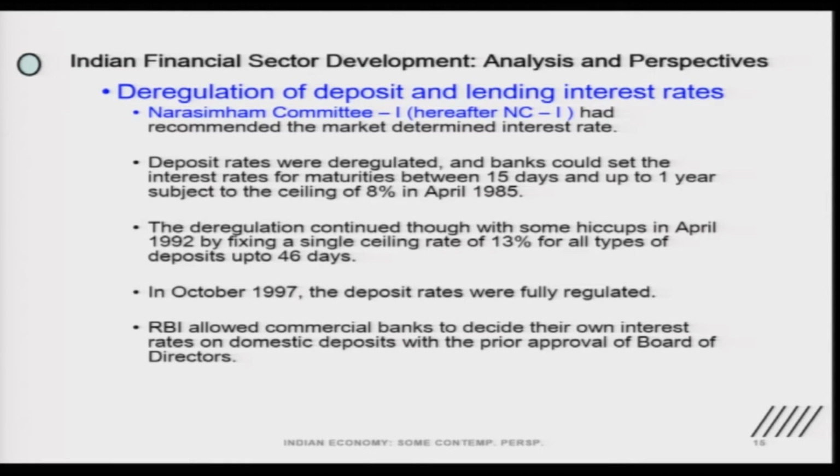Deposits with certain maturities were different, and this committee recommended certain changes. In October 1997, the deposit rates were fully deregulated, and RBI allowed commercial banks to decide their own interest rate on domestic deposits with the prior approval of the board of directors. Unlike earlier, which was completely focused on short term maturity deposits, this committee helped in setting the market determined interest rate, and this is how it gave banks autonomy over what rate of interest they would like to offer.